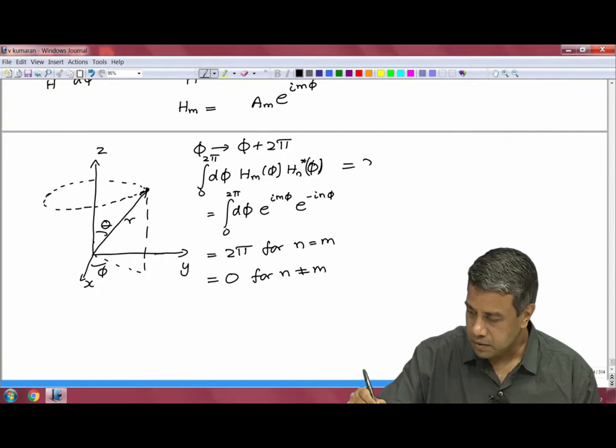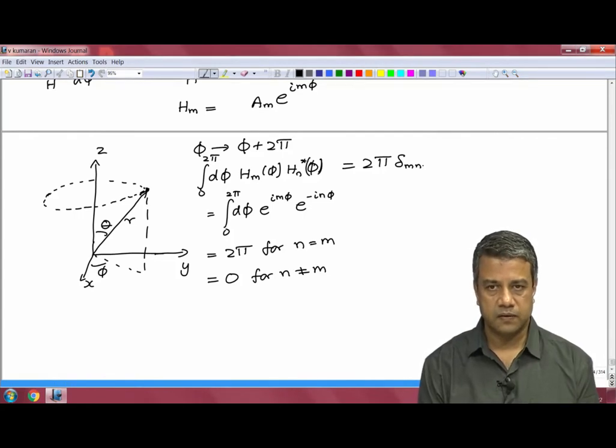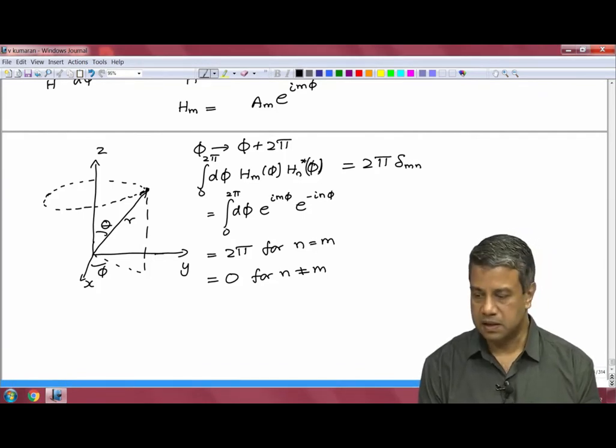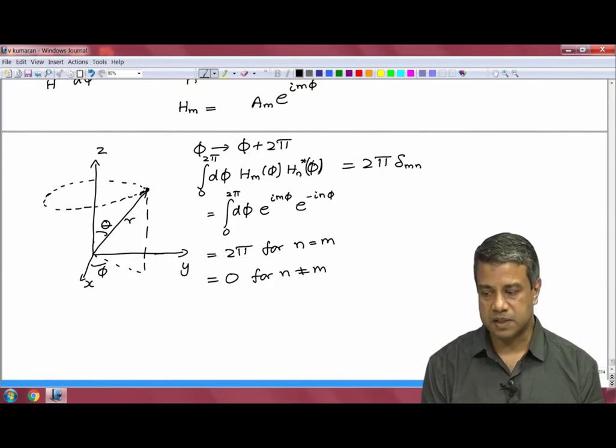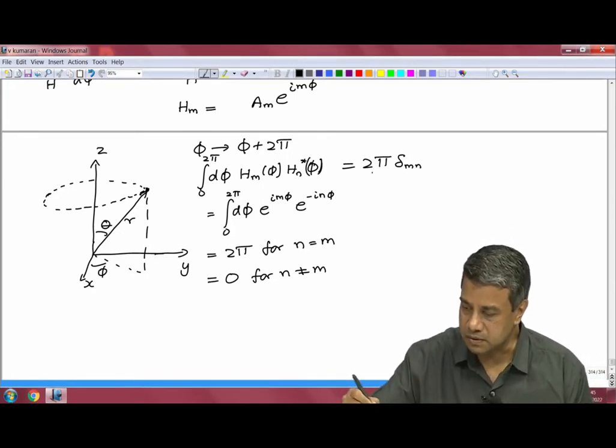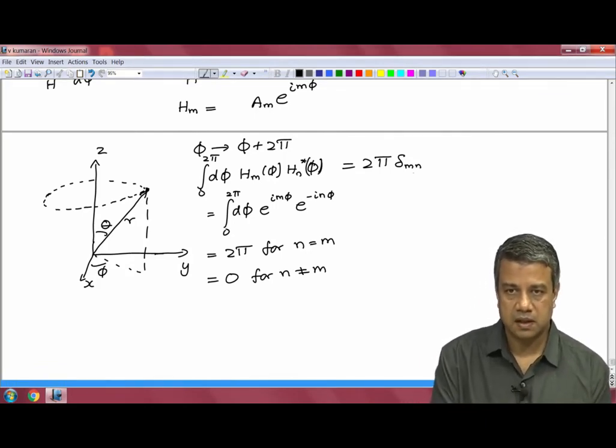This is equal to 2 pi delta m n. Therefore, the basis functions in the phi direction are e power i n phi, where n is an integer. These satisfy the orthogonality relation. In the case of a complex function, you have to multiply the first function and the complex conjugate of the second function and then integrate it. This turns out to be 0 if n is not equal to m, and it is non-zero only if n is equal to m. So, this is equal to 2 pi times delta n m. That is the solution in the phi direction.